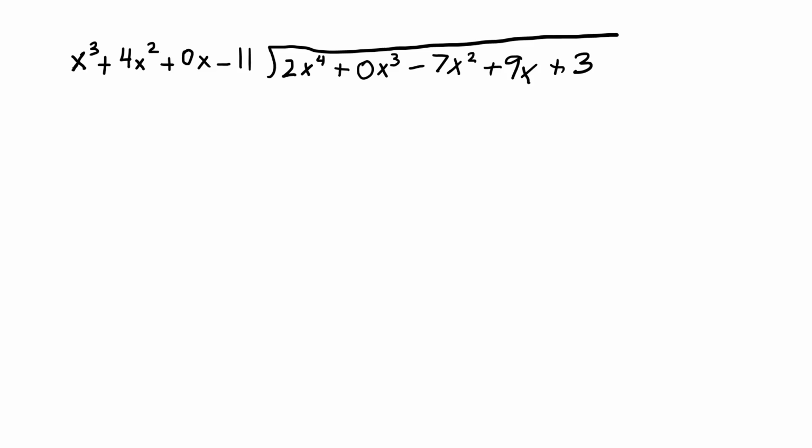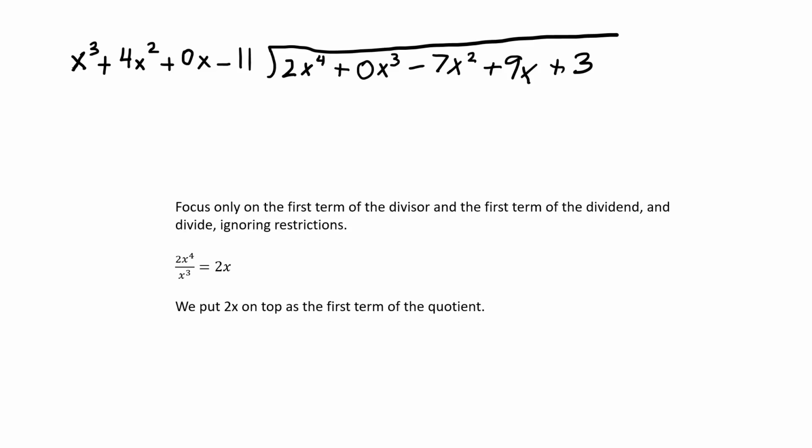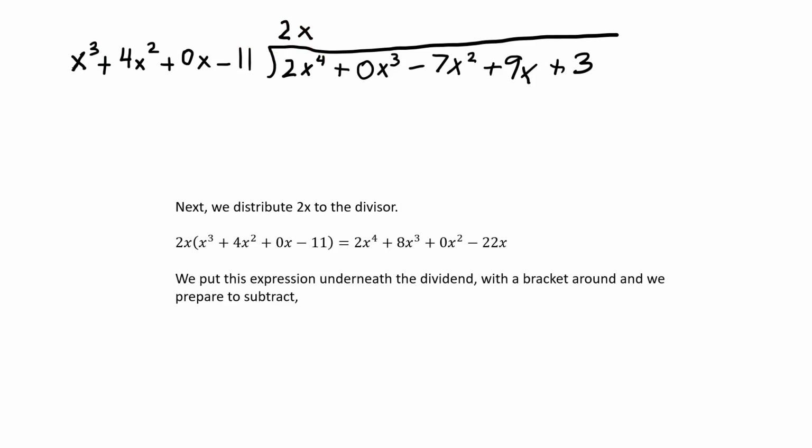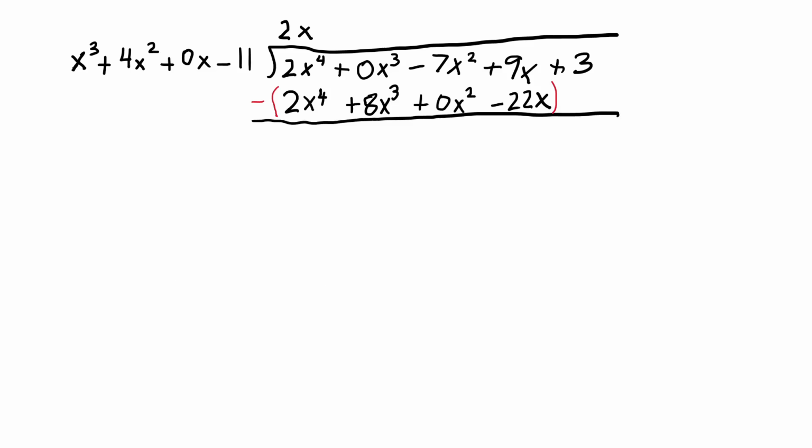So we put our divisor on the left and our dividend under the long division sign. And we're only going to focus, like we did earlier, on 2x to the 4 and x cubed, and we're going to divide. Well, 2x to the 4 divided by x cubed is 2x. So we're going to put a 2x up here, but then we're going to distribute that 2x to every single one of these terms. Okay? And when we do that, we end up with 2x to the 4 plus 8x cubed plus 0x squared minus 22x. Of course, we put a bracket around the whole thing and a minus sign in front.